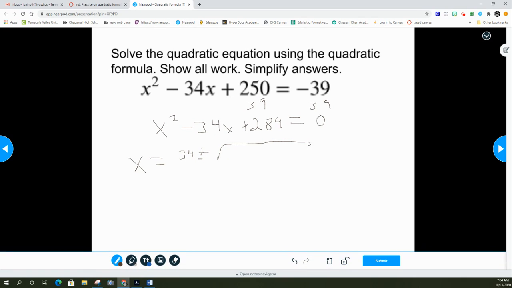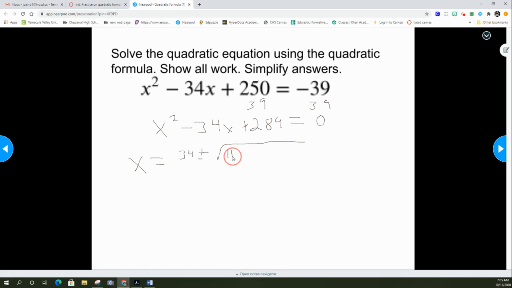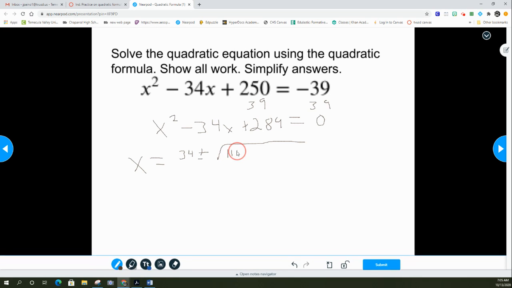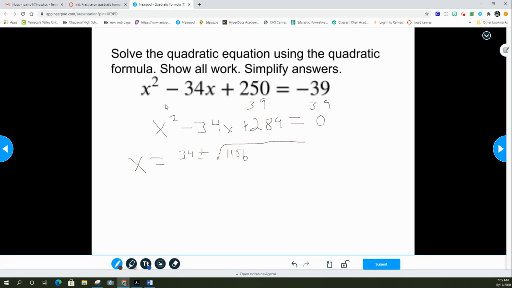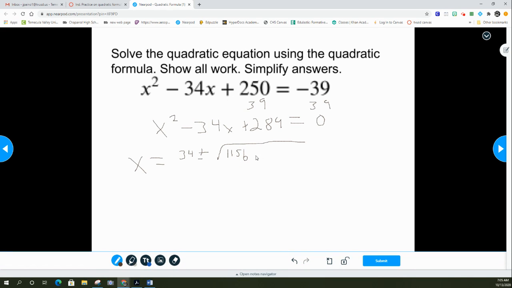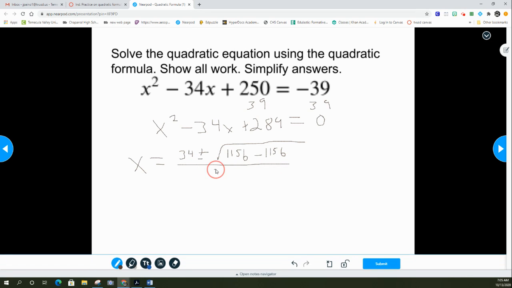All right, so I want to do 34 squared, which is 1,156. Again, I just typed that into my calculator. Minus 4ac, 4 times 1 times 289, which also is 1,156, all over 2a, so all over 2.